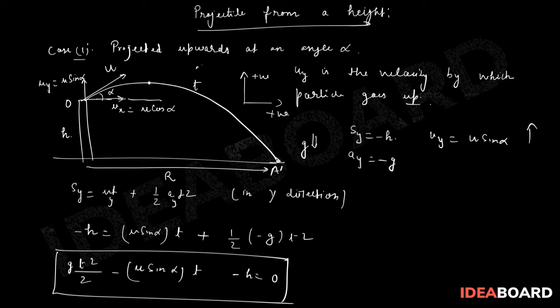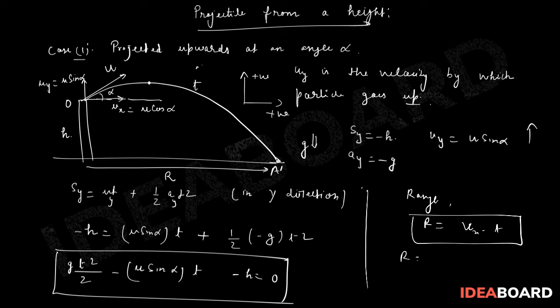And then obviously for range, the range is going to be R, which is simply ux into t. So of course ux is achieved by us, which is simply u cos alpha, and t is obviously the result of this quadratic equation, which will give the answer. And a slight change in this part only will lead to the third variation.